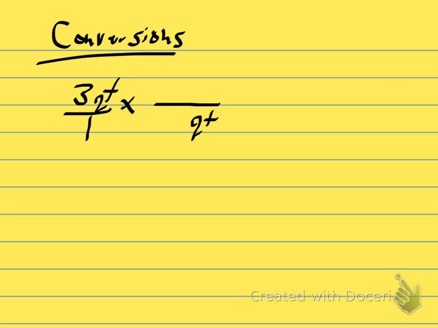And the reason quarts go on the bottom, whatever you start out with, you want it to cancel out. And anything on the top and anything on the bottom can cancel, including labels. So whatever we start with, we're going to put down here on the bottom. Now, what are we changing it into? We're changing it into cups.